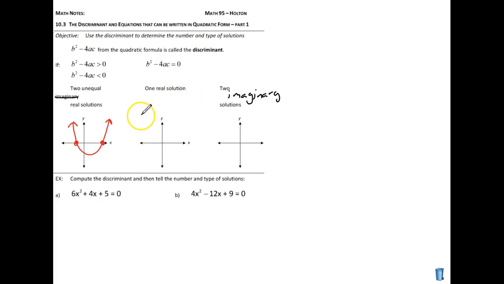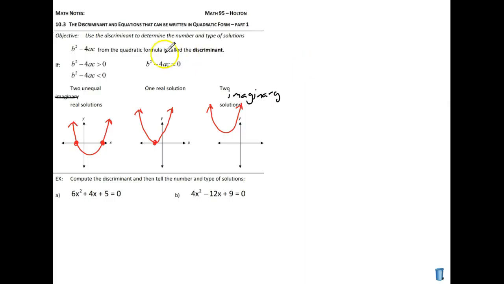One real solution is a parabola that comes down and it just touches the x-axis and then it comes back up again. That's not a perfect parabola, but you get the idea. So that would be one real solution. And then two imaginary solutions would be if your parabola came and did something like this and it never actually crossed the x-axis. Then we would end up with a case of two imaginary solutions.